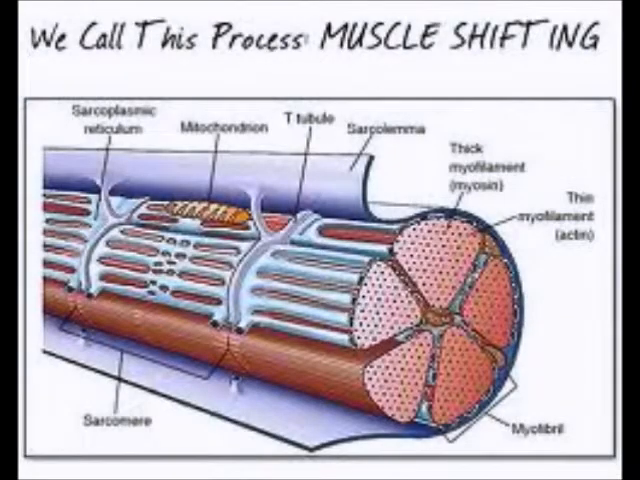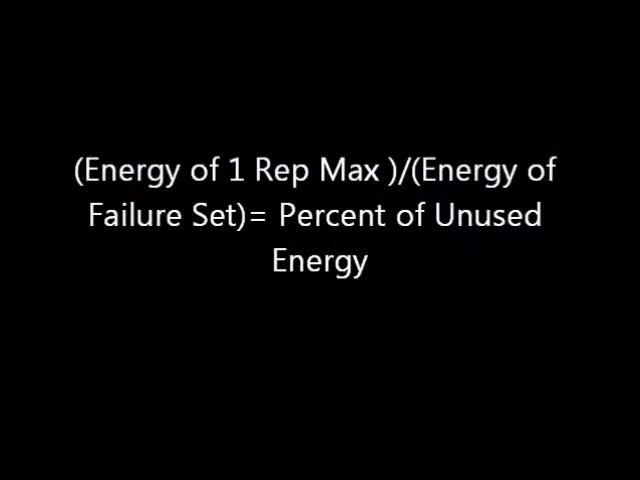Now that we have that schema out of the way, we can begin with the actual analysis of how much of our muscle fibers our body actually uses while exercising. So my hypothesis is that if you take the energy of your 1 rep max and divide it by the energy of a set till failure, you're going to get the percentage of muscle fibers that you're not using in your 1 rep max.